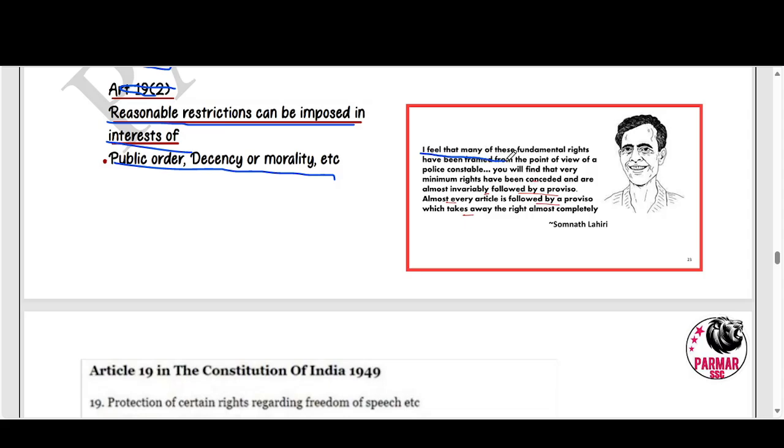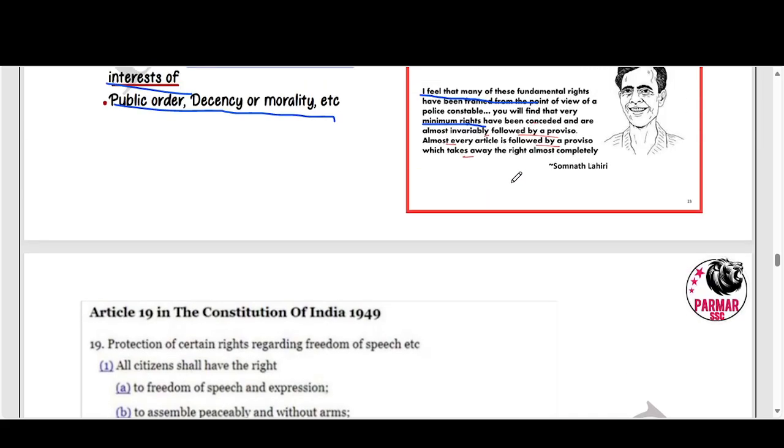I feel that many of these fundamental rights have been framed from the point of view of a police constable. You will find the minimum right has been conceded and is almost invisible, followed by provisos. Almost every article is followed by provisos, which take away the right almost completely.